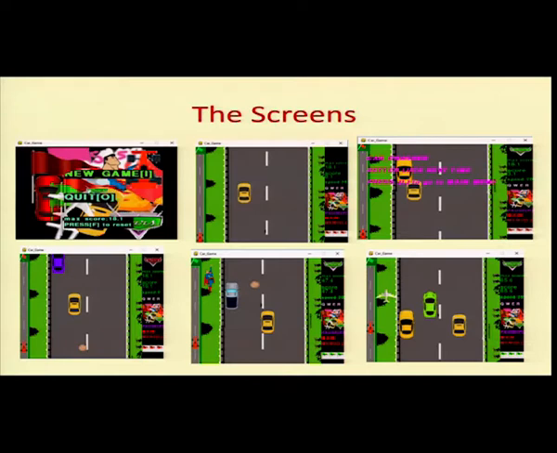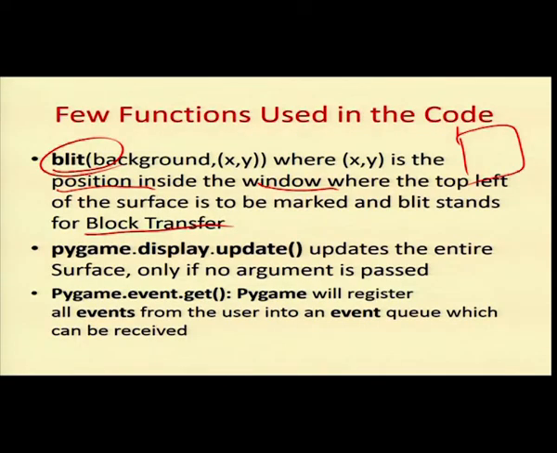Then next one is pygame.display.update. Whatever you do, it should get updated. It is similar to sort of saving. So it updates the entire surface. What is the surface? My dear viewers, in the screen, this is the entire surface. You could find an entire surface over here. So it updates the entire surface, and only if no arguments are being passed.